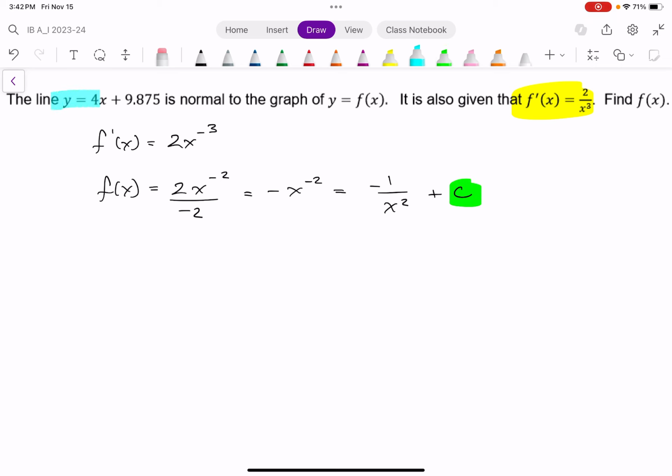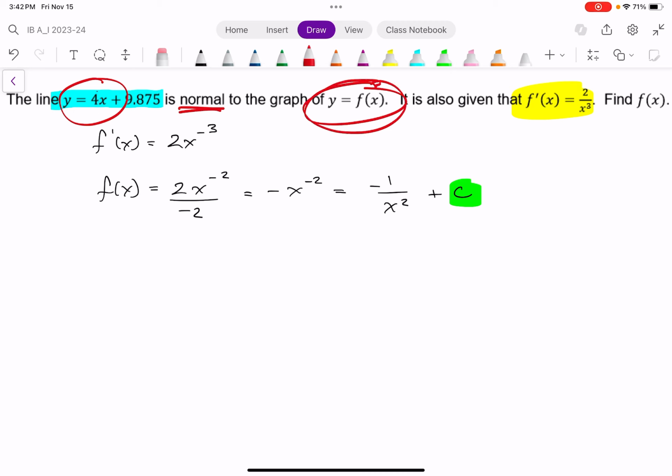We know the line 4x plus 9.875 is normal to this function here at some point. We don't know when that point is. We can figure it out. So keep in mind, if the line is normal, that means this line here is perpendicular to this function at some point, which means the slope of this line is the opposite reciprocal to the slope of this function at some point. Let's think about that slope.